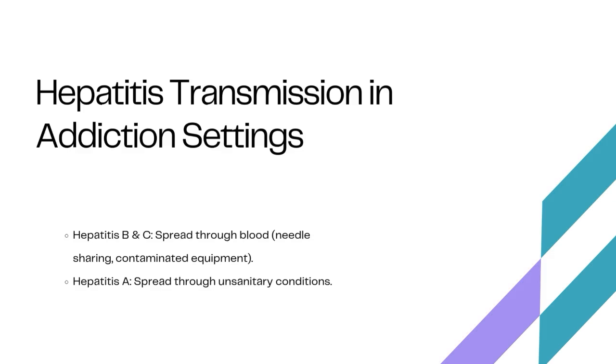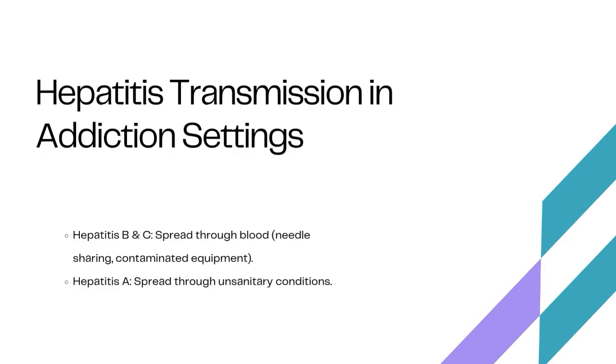For people working in addiction treatment, understanding how hepatitis spreads is crucial for prevention. Hepatitis B and C are mainly spread through blood. In addiction treatment centers, this can happen through needle sharing, contaminated drug equipment, or exposure to blood during medical procedures. Hepatitis A can spread through unsanitary conditions, so maintaining hygiene in communal areas is essential.